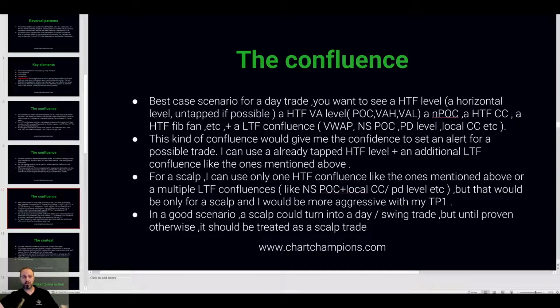Could be anything. So you need a high time frame confluence and a low time frame confluence. So remember, for a swing trade, you need to have multiple high time frame confluences. For a day trade, it is acceptable to have a high time frame confluence plus a low time frame confluence, and that could be VWAP, naked session point of control, previous day level, local CC, and so on, on lower time frame, or something else, something to give you confidence for a possible trade. This kind of confluence would give me the confidence to set an alert for a possible trade.